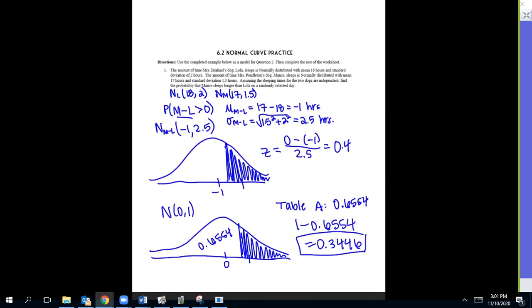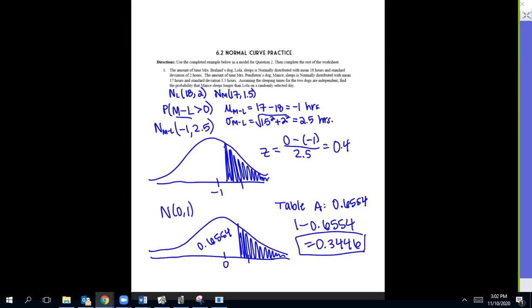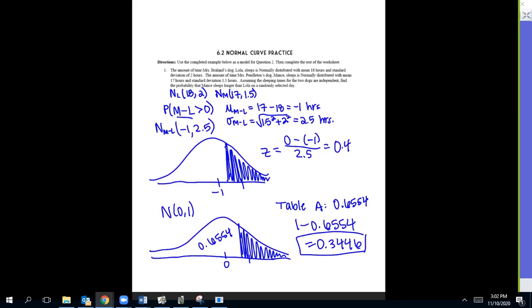So what I want you to do now is just use this problem as a guide to do number 2. And then you'll unpause the video to check the answer. And then we'll do number 3 together, and you'll do the same thing with number 4.